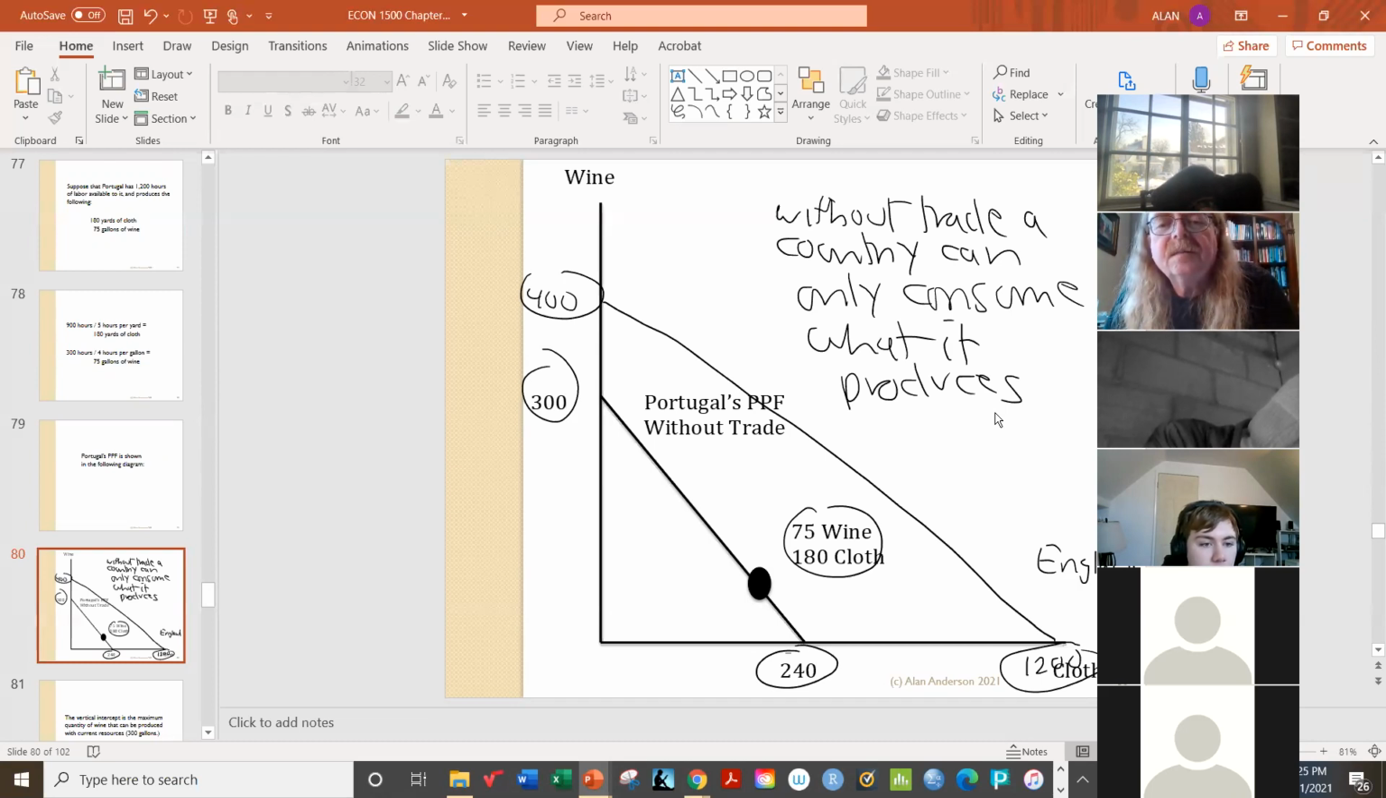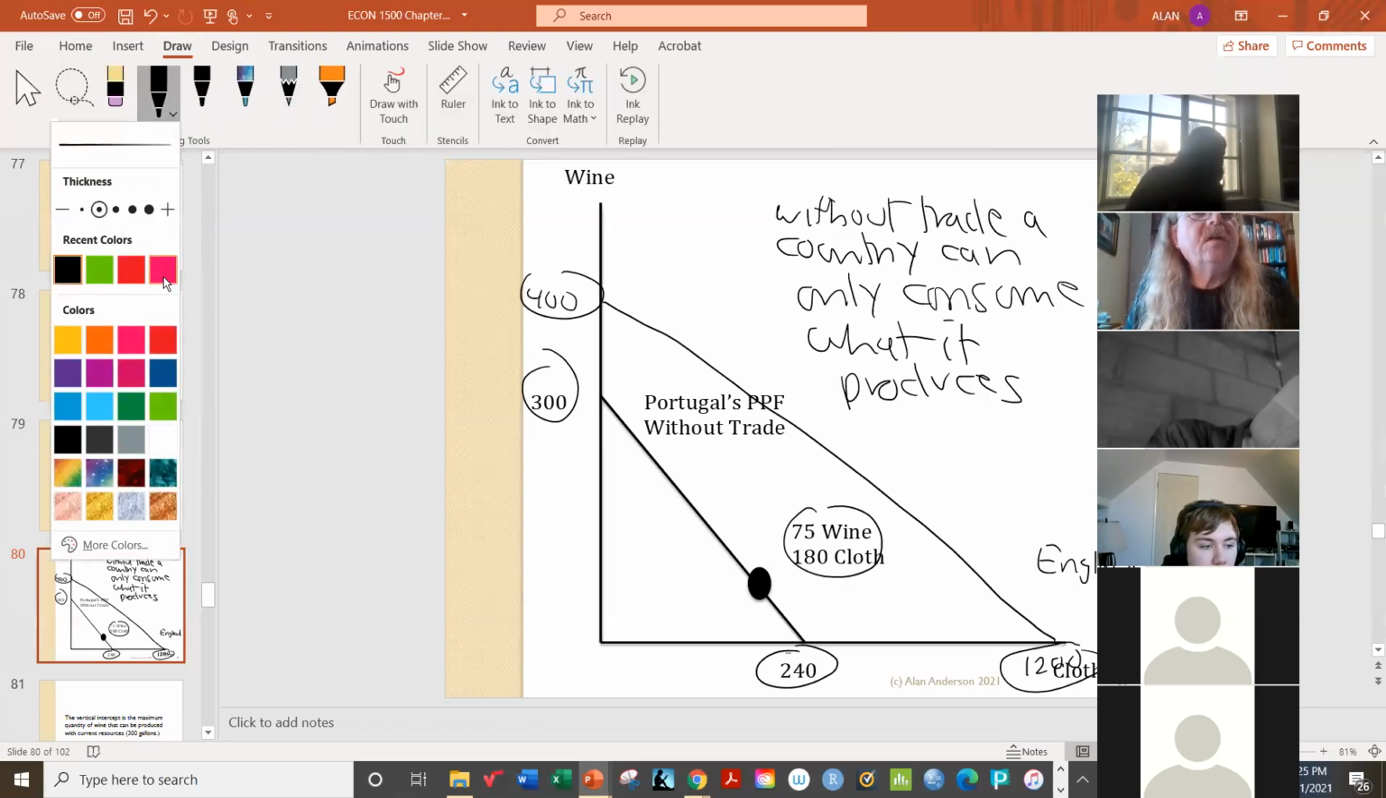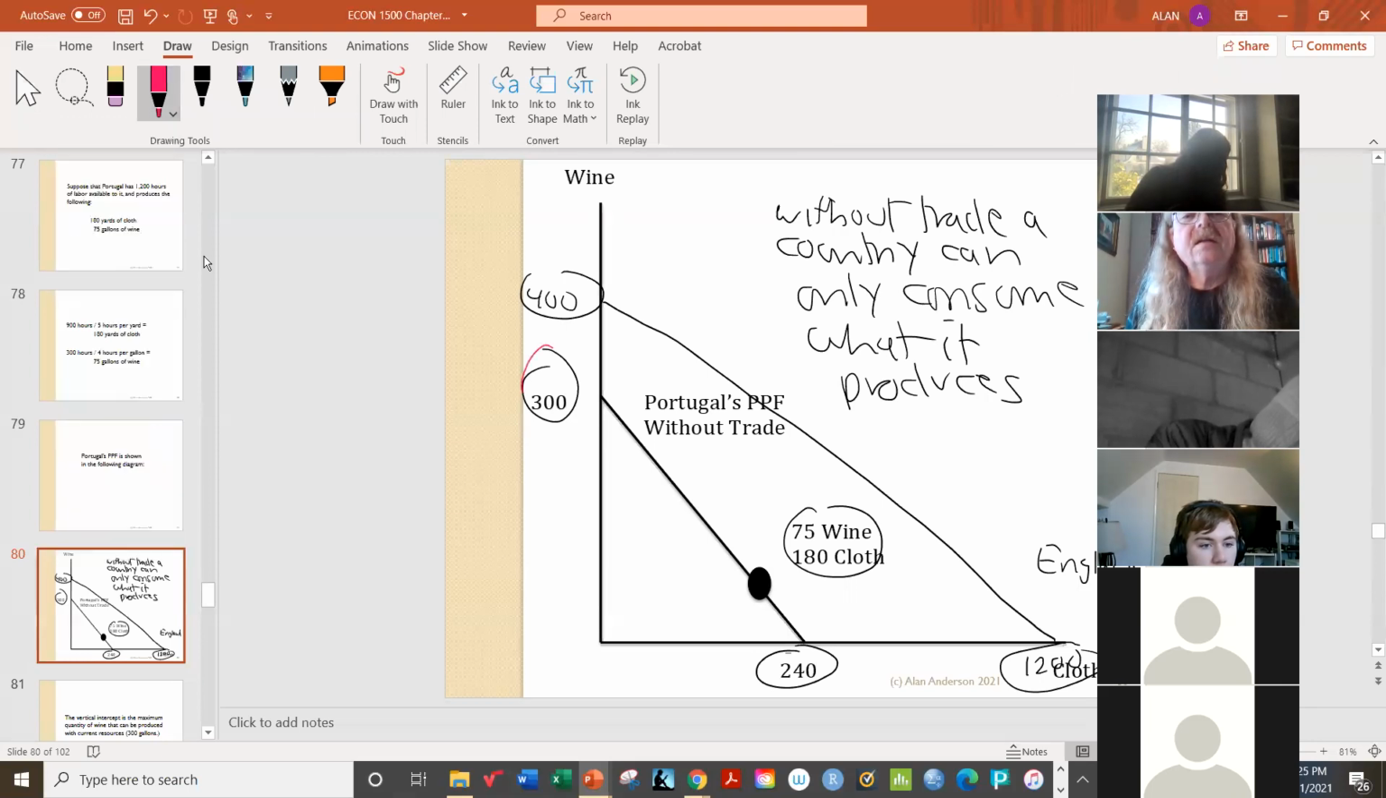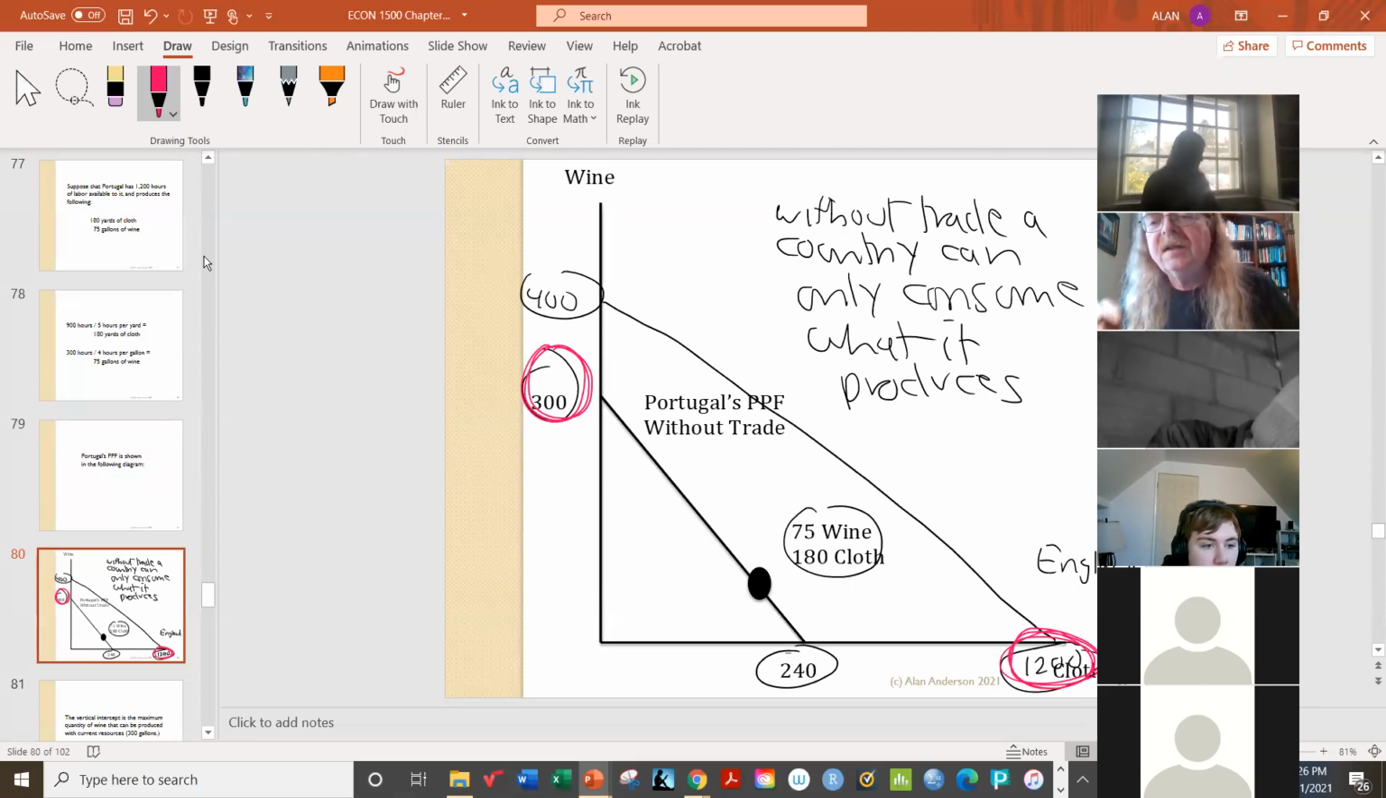Now, what happens if the countries decide to get together and they do exactly what Ricardo recommends, which means Portugal goes over here and focuses all of their attention on the wine. England comes down here and they focus all of their attention on the cloth. Okay, so what happens now?